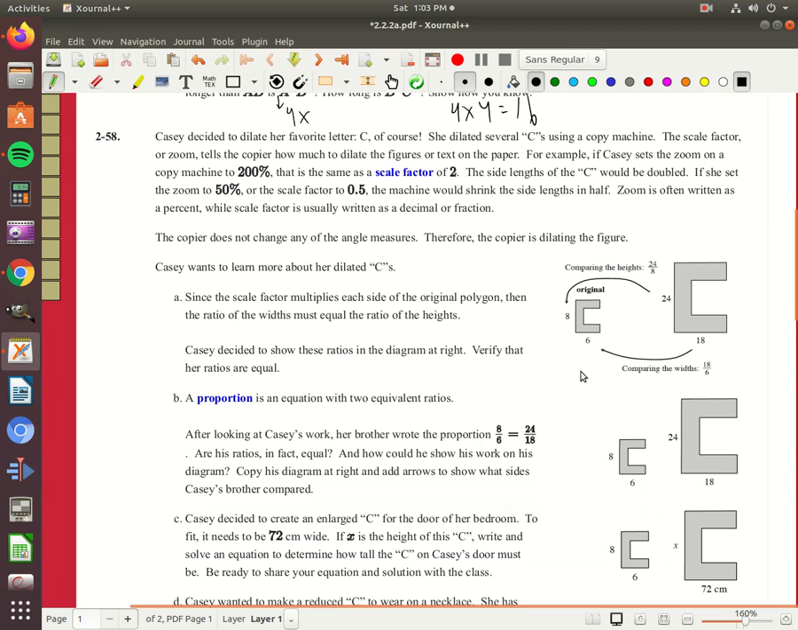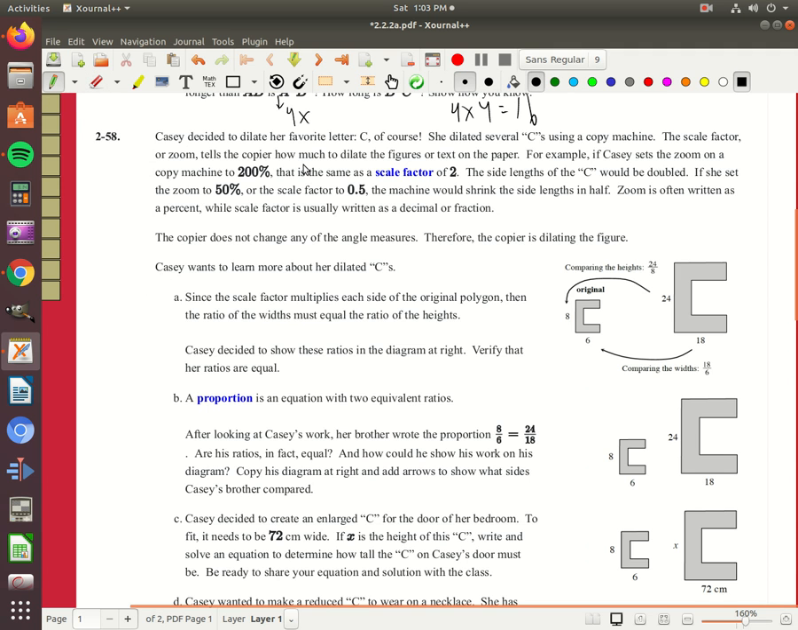So it says Casey decided to dilate her favorite letter, C, of course. Clever. She dilated C using a copy machine. The scale factor, or zoom, that's how much it's going up or down, tells the copier how much to dilate the figures or text on the paper. So for example, if Casey sets the zoom on 200%, that's the same as the scale factor of 2. And hopefully we know 200% equals 2, right? You just move the decimal 2 places. 200% becomes 2.